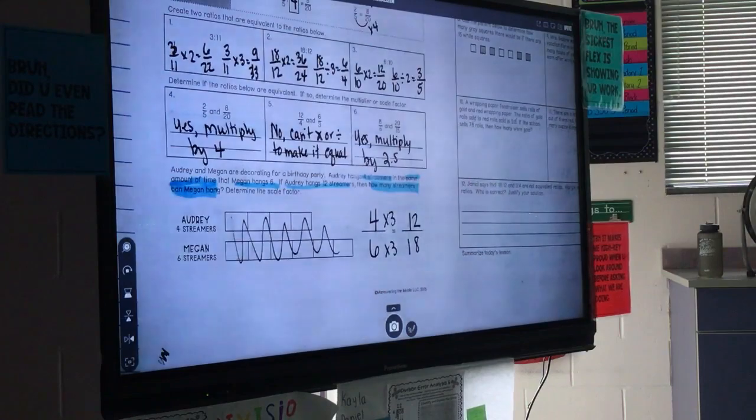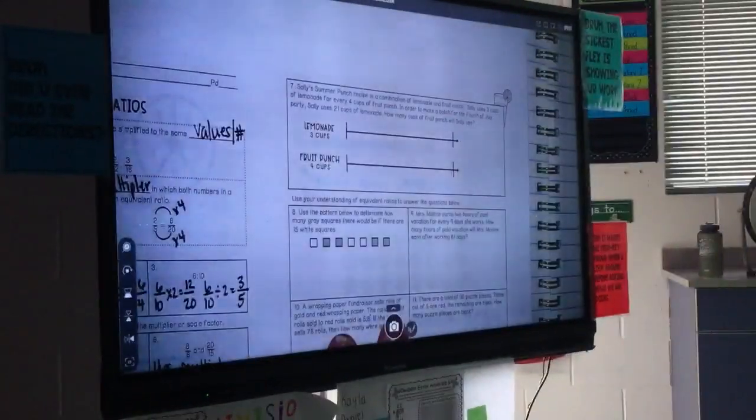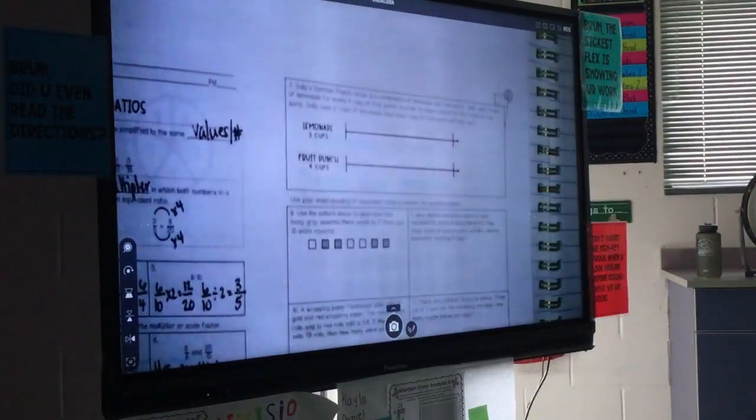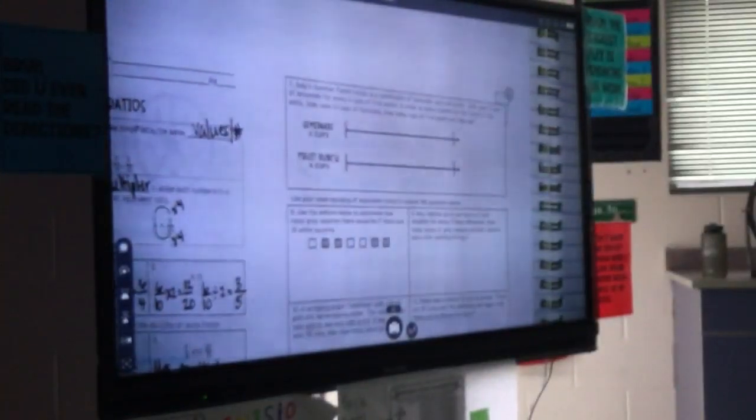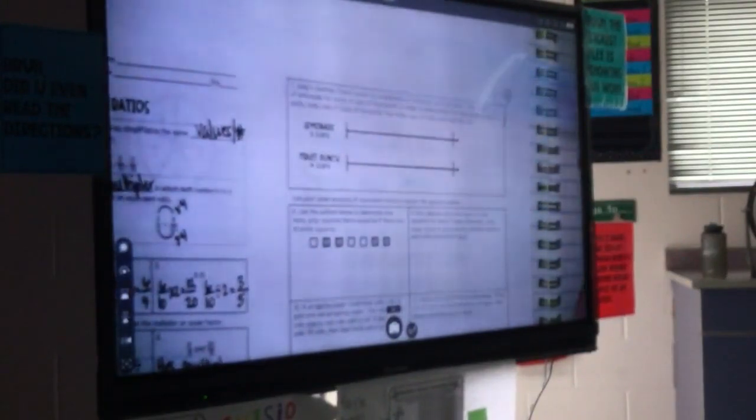All right, slide up to number 7. If you would like to do the double number line, you are more than welcome to. I am not going to. I'm just gonna answer this.